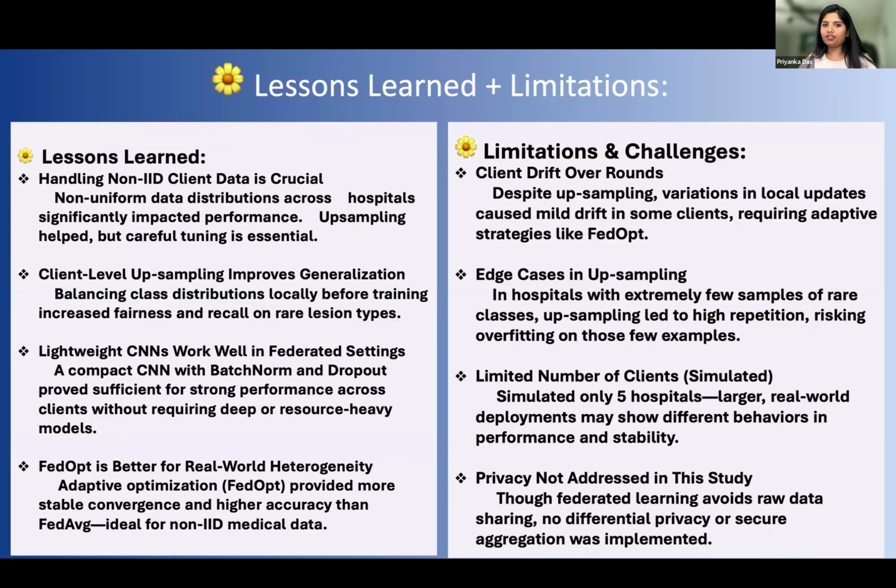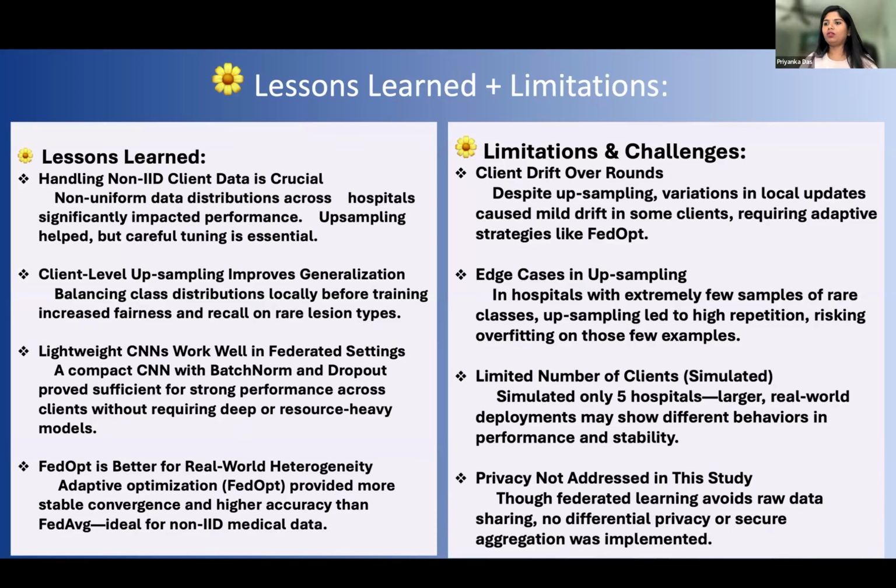Limitations and challenges. So, one major challenge was client drift over rounds. Even with upsampling, variation in local updates caused some mild drift in client models, which highlighted the need for adaptive strategies like FedOPT. Another issue involved edge cases in upsampling. In hospitals with very few examples of rare lesion types, the repeated upsampling of those few images led to overfitting risks.